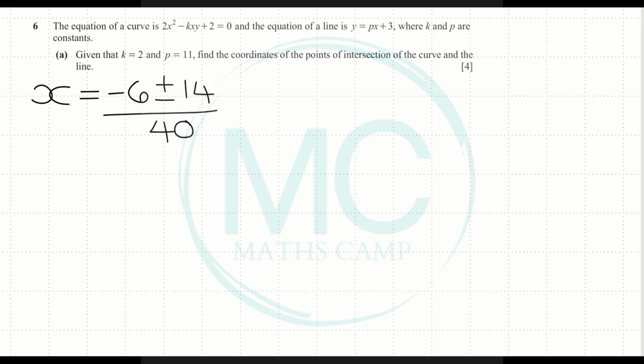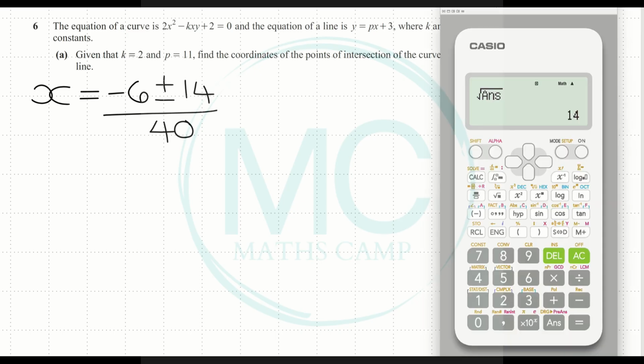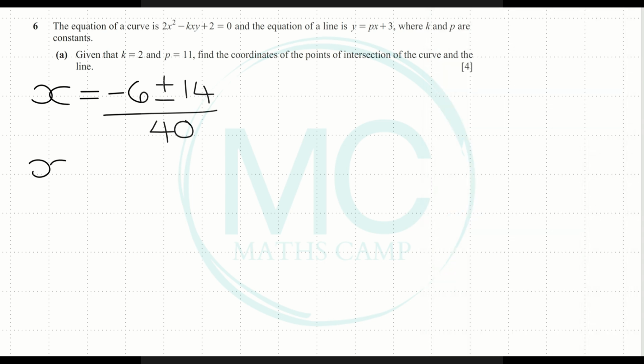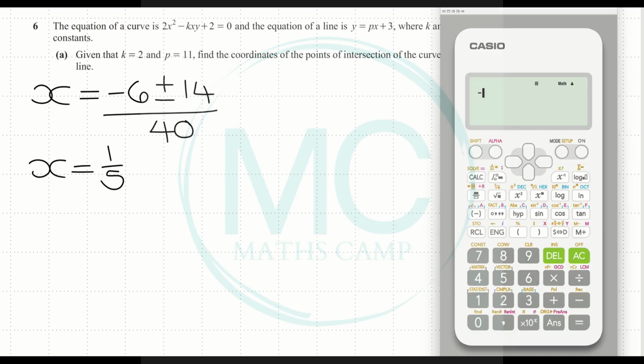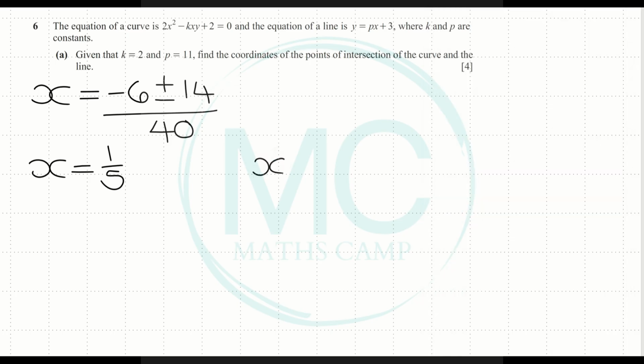Now we can find the positive value of x. So we can say negative 6 plus 14 divided by 40 is equal to 1 over 5. So x could be equal to 1 over 5. Now I can find the negative value of x. So I can say negative 6 minus 14 divided by 40 is equal to negative 1 over 2. So x could be equal to negative 1 over 2.